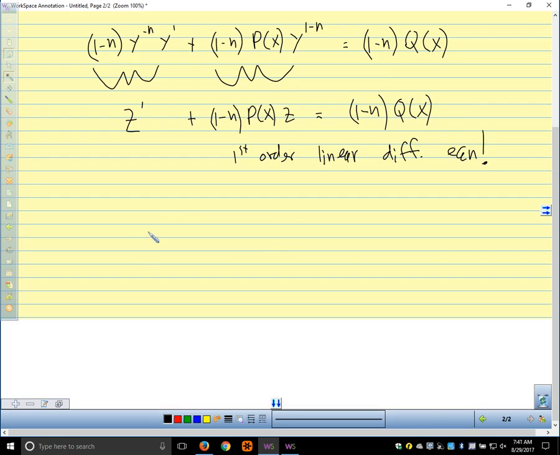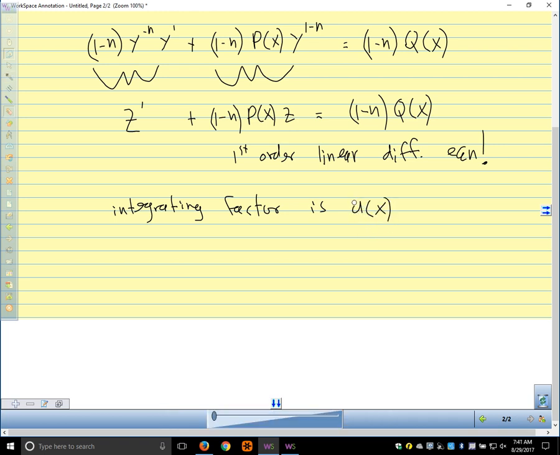So the integrating factor is u of x equals e to the integral of 1 minus n, that's just a number, p of x dx. We just multiply p of x by that constant to get our new p of x.